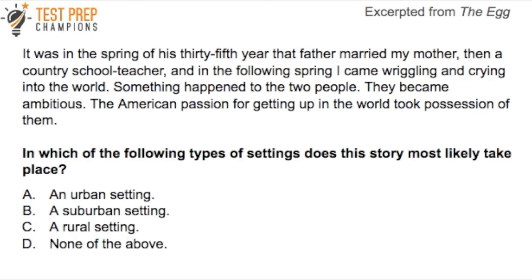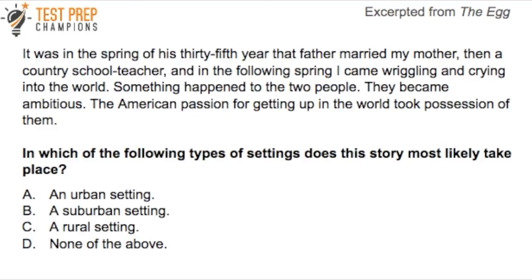In which of the following types of settings does the story most likely take place? A. An urban setting, B. A suburban setting, C. A rural setting, or D. None of the above. So now is your chance to pause the video, try to figure this out, and whenever you're ready, we'll go over the answer.